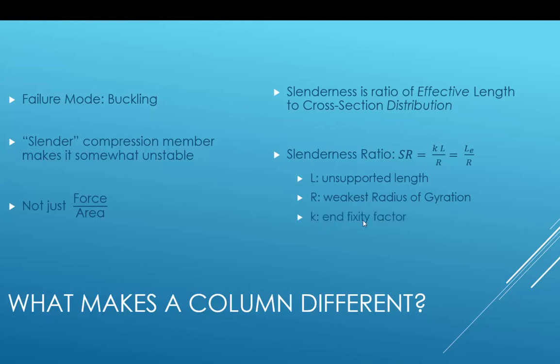And K is the end fixity factor. The fixity factor depends on how each end is connected. So if it's very rigidly connected, the fixity factor becomes lower, reducing our slenderness. And there's a difference between the theory and the practical of that fixity factor. So let's go into that a little bit more.